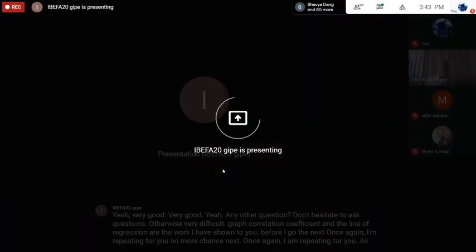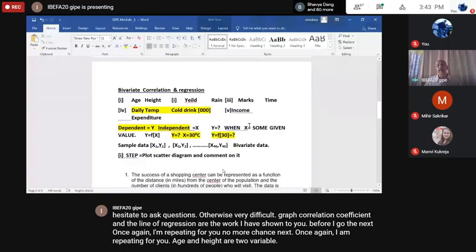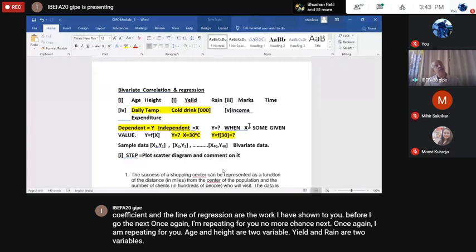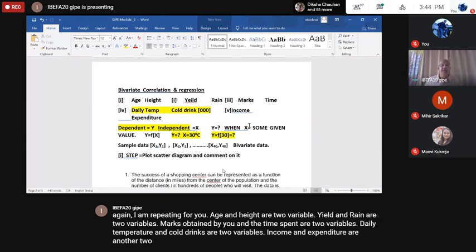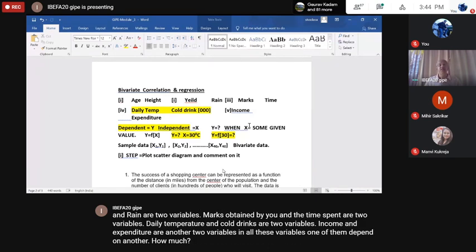Age and height are two variables. Yield and rain are two variables. Marks obtained by you and the time spent are two variables. Daily temperature and cold drink are two variables. Income and expenditure are another two variables. In all these variables, one of them depends on another. How much? Which way? The answer is the correlation coefficient after the scatter diagram.